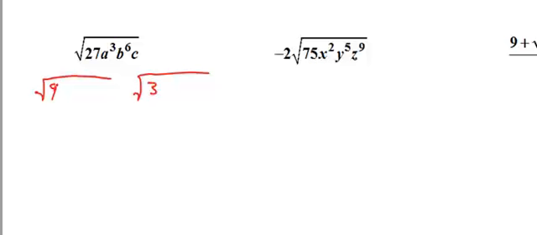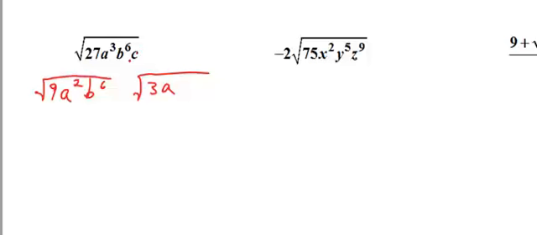How many a's can we put in our first square root? Well, the highest even number less than 3 is 2. Now we had 3 a's. We put 2 factors in here. There's only 1 factor remaining. How many b's can we put in here? Well, we can put all 6 because it's an even number. So we don't have any b's to put in here.